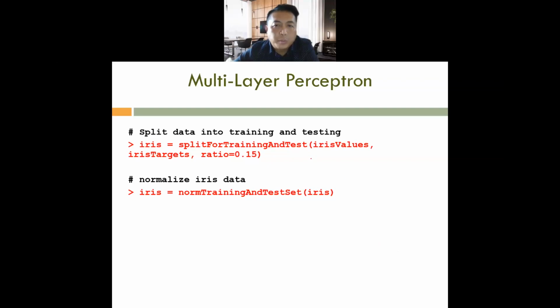Okay, now we want to split them into training and also test. So we will have 85% for the training and 15% for the test. Whatever data you have here will be carried here, meaning that we will normalize the value. So remember that we have to normalize. It could be using the scale or the min-max method.